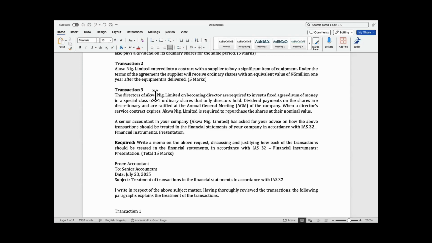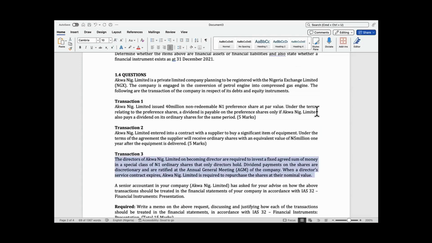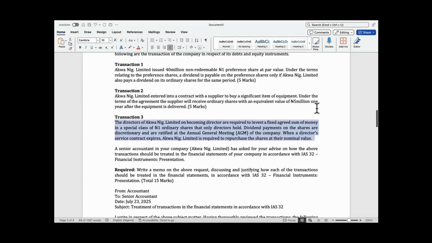Okay, so this is transaction 3 again. At least you're having a feel of how your exams look like. And the reality is your own should be more technical than this, because this is a skills question. So yours will be more twisted than this one. But at least something like this anyway.